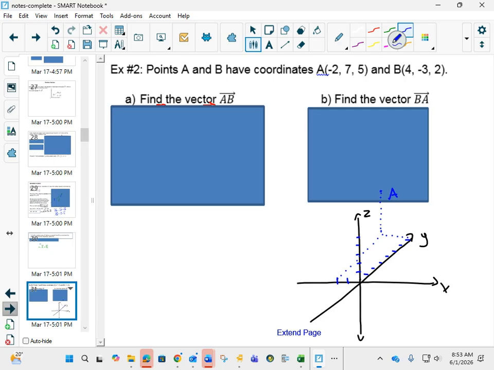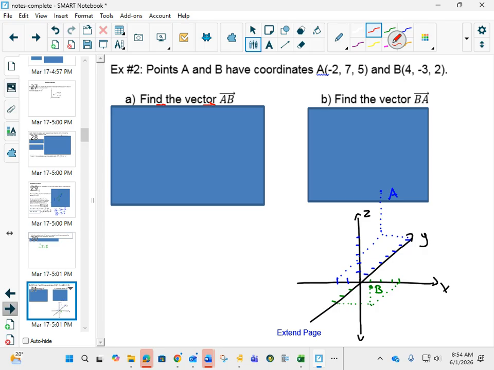The point B, which I'll do in green. 4, -3, 2. There it is in the XY plane, and then 2 units up. About there. And we want to find the vector A to B and B to A.